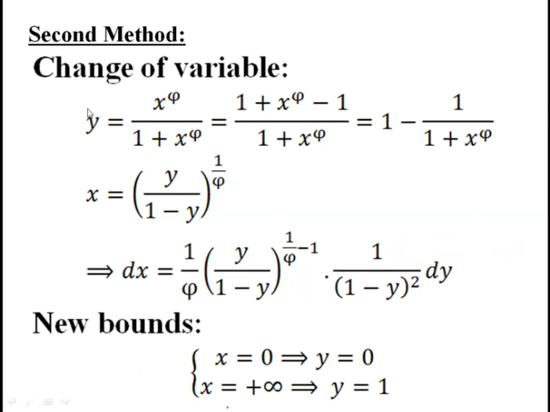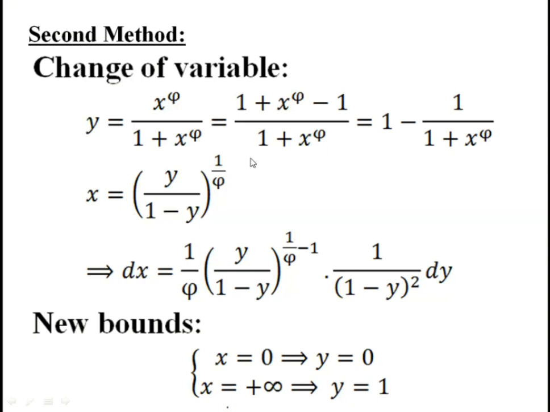Let's continue. y equals x to the power 5 all over 1 plus x to the power 5. We can add 1 and subtract 1 to get 1 plus x to the power 5 minus 1 in the numerator. Here we can divide 1 plus x to the power 5 by the denominator to get 1, and here we have minus 1 over 1 plus x to the power 5. Okay, now we have x equals a function of y.